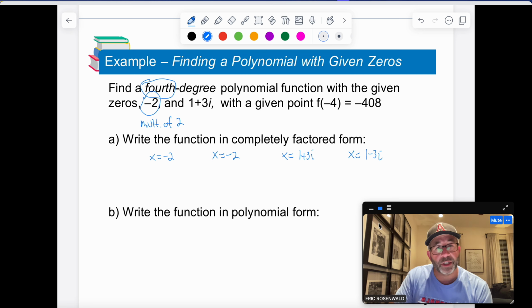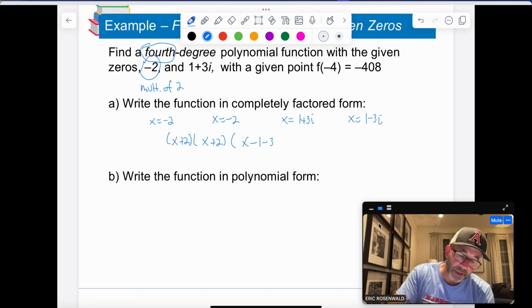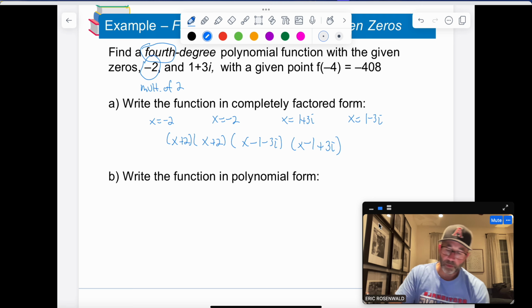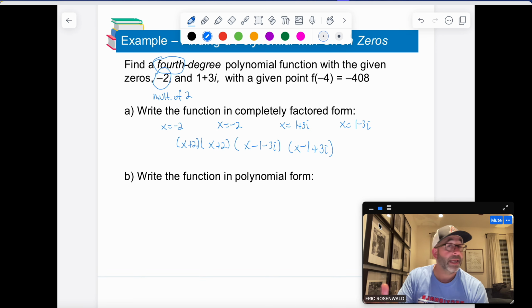It says write the function in a completely factored form. So we're going to have x plus 2, x plus 2, x minus 1 minus 3i, and then x minus 1 plus 3i. And then it says to write the function in polynomial form. We've got to multiply this whole thing out. Okay, so eek, let's do it.